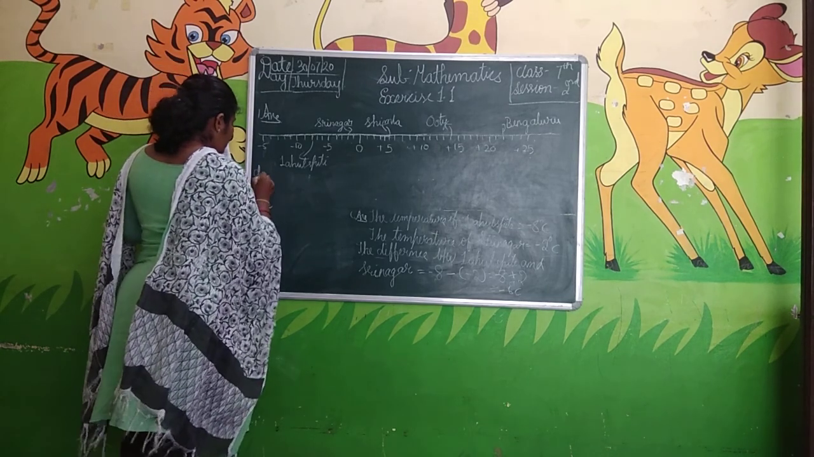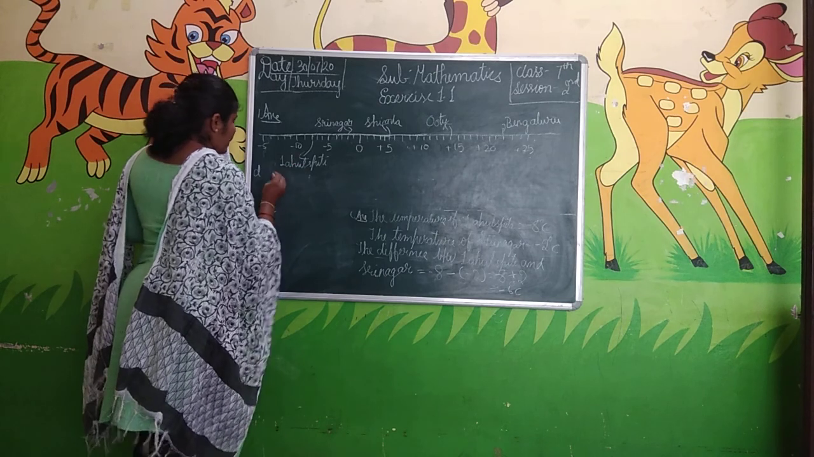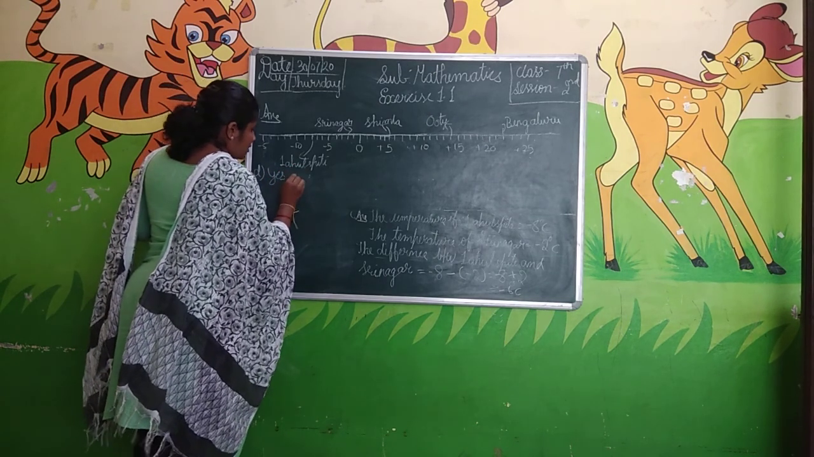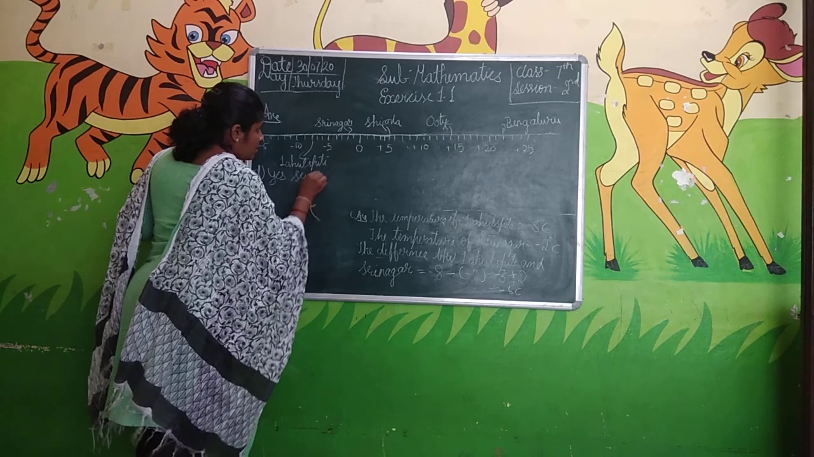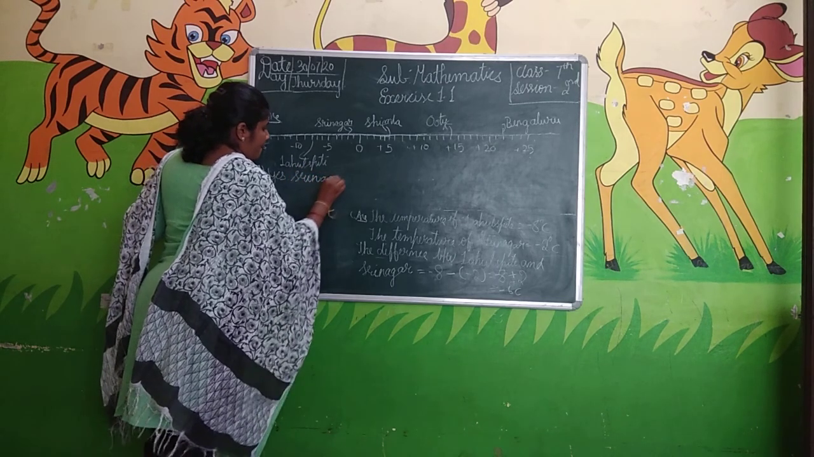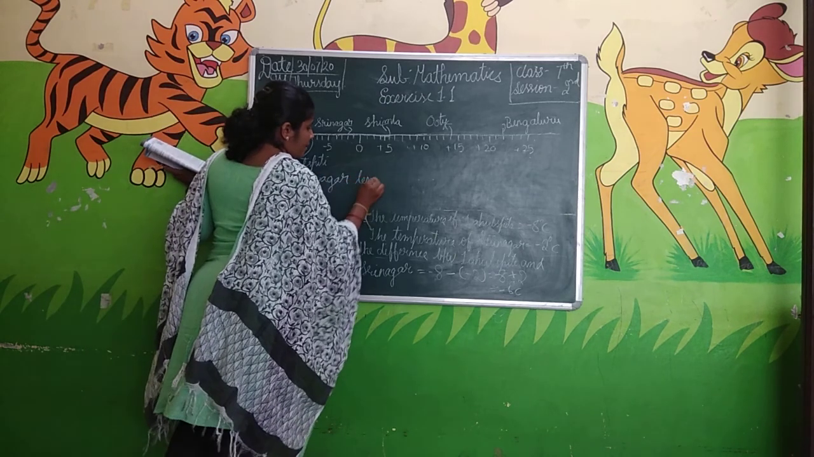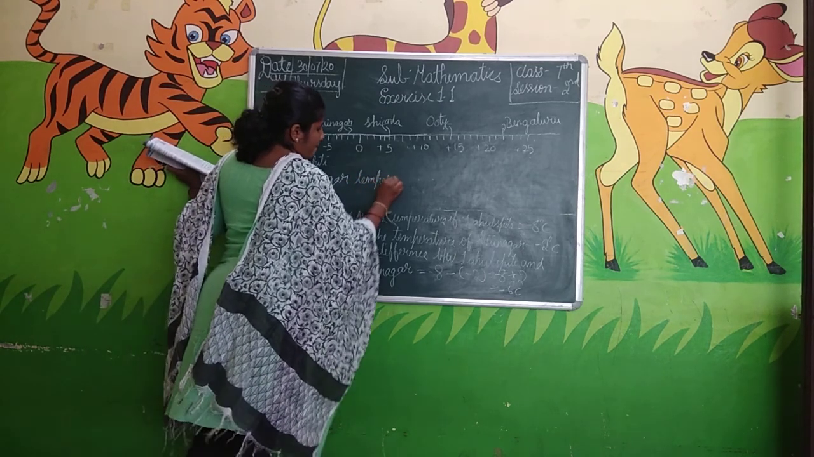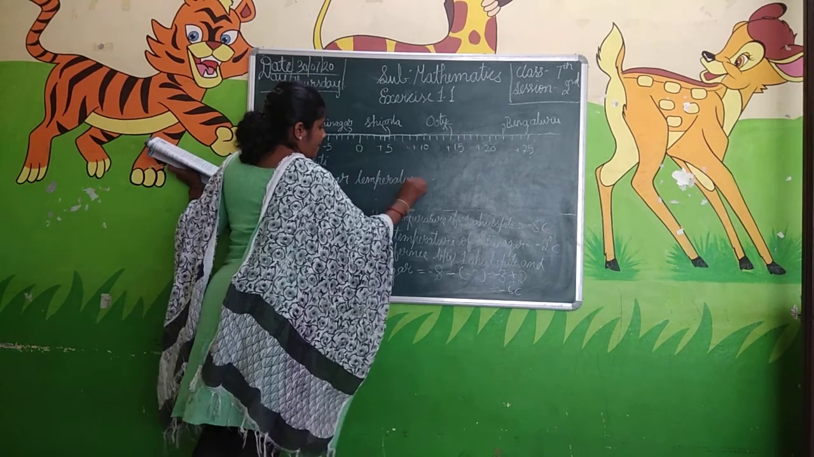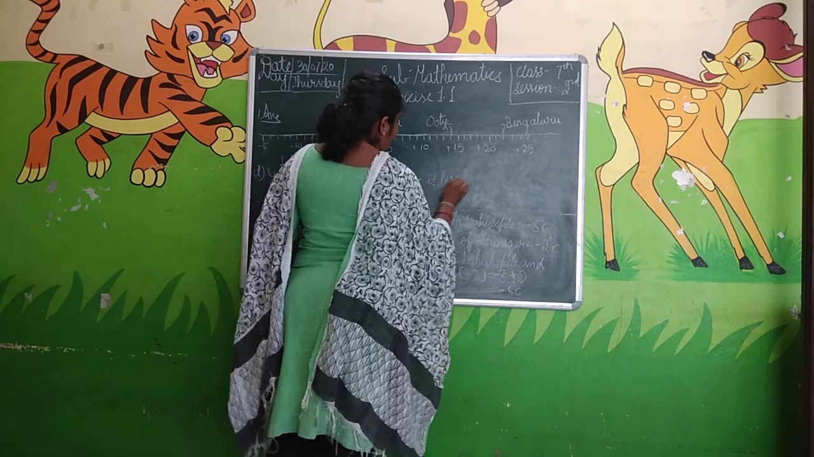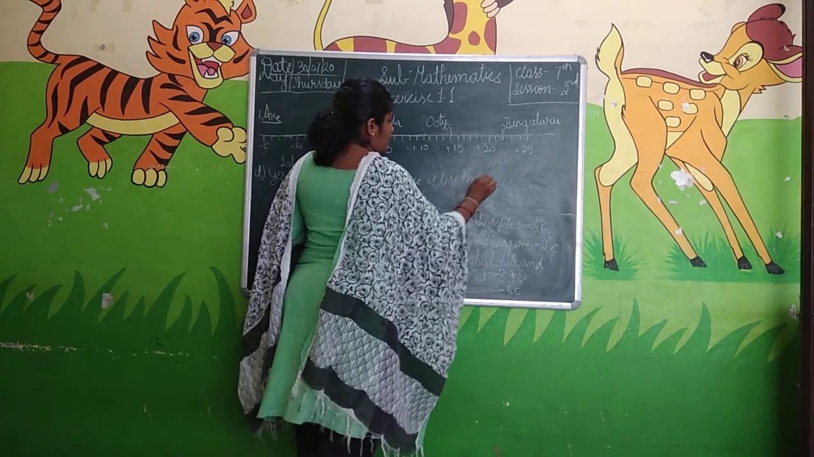So the answer to the first question is: Srinagar temperature is less than Shimla.